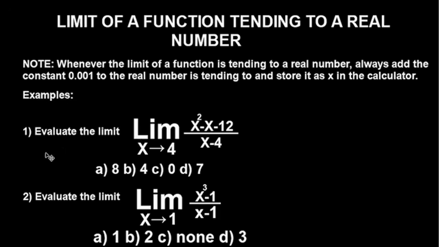Example 1 here says, evaluate the limit x tending to 4, where we have the numerator to be x squared minus x minus 12, and the denominator to be x minus 4. So right now, let's bring the calculator to solve this problem together.